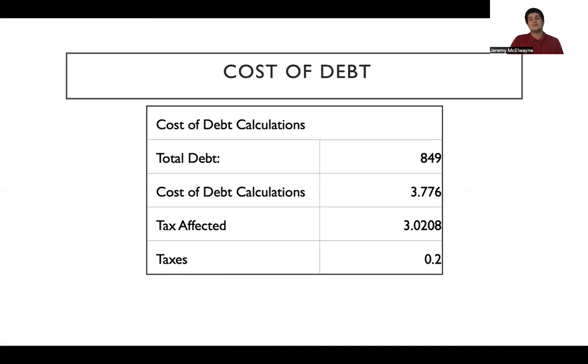Now, for the cost of debt calculations for Royal Mail, we have a total debt of 849 million British pounds and a cost of debt at 3.776%, found in the 10-year corporate rate for triple B rated companies. Tax affected, that is 3.0208%.